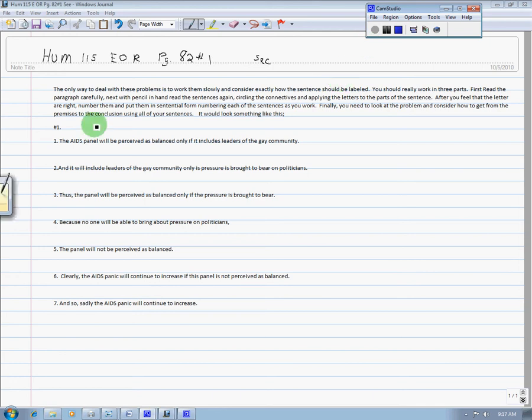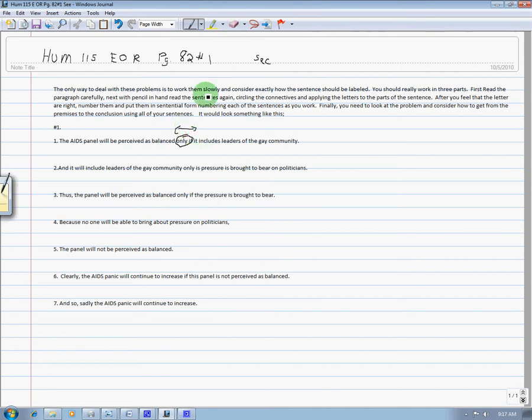Okay, so to get started, I say the AIDS panel will be perceived as balanced only if it includes leaders of the gay community. Well, here I know already that "only if" is one of those biconditionals. And the biconditional, remember, goes like this. But it means that either way that I have the sentence, it doesn't matter. I can still write it as such.